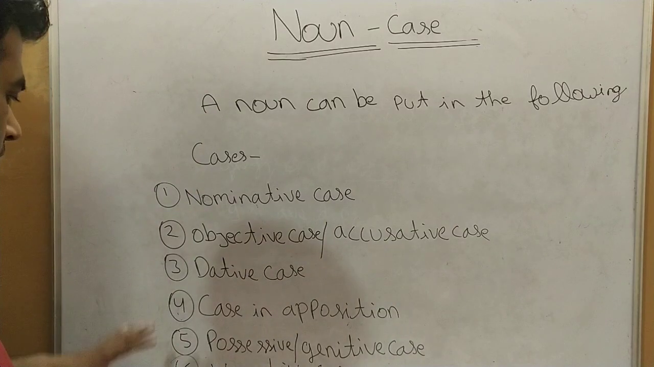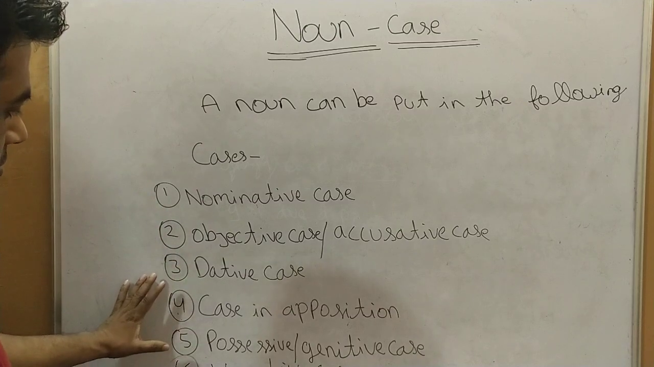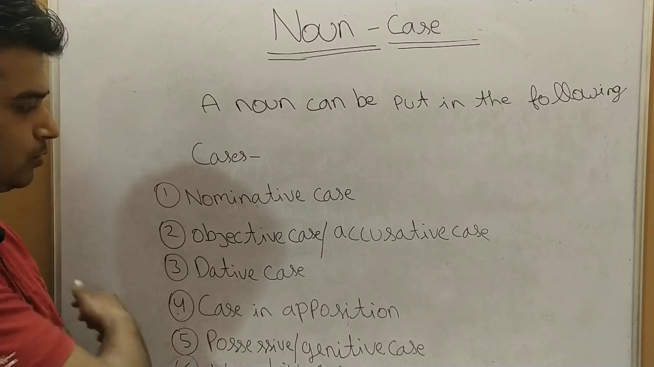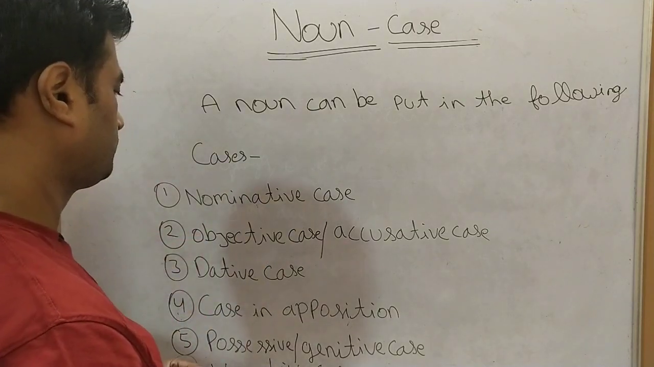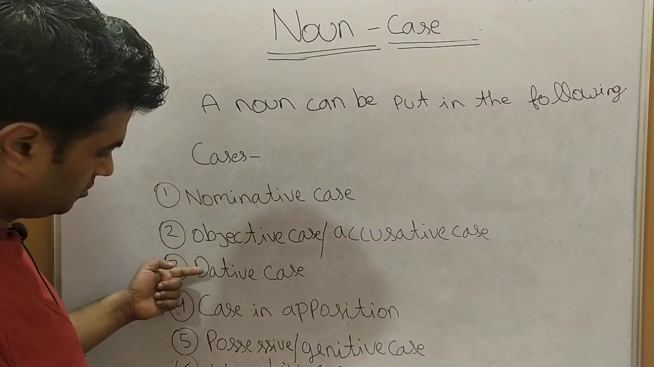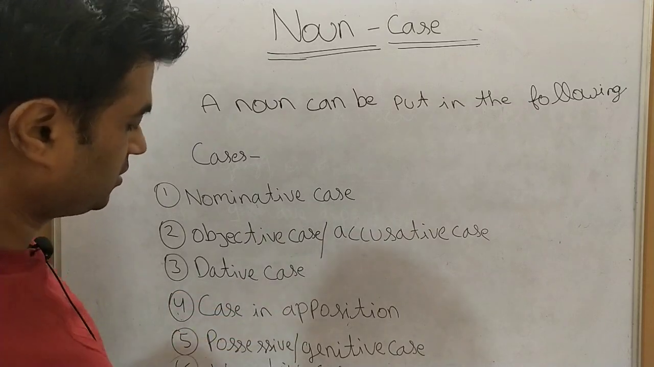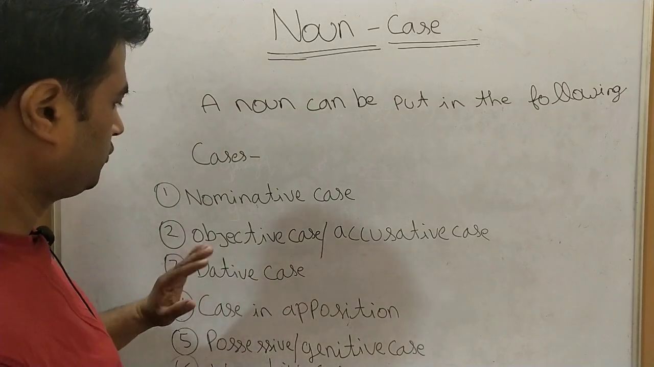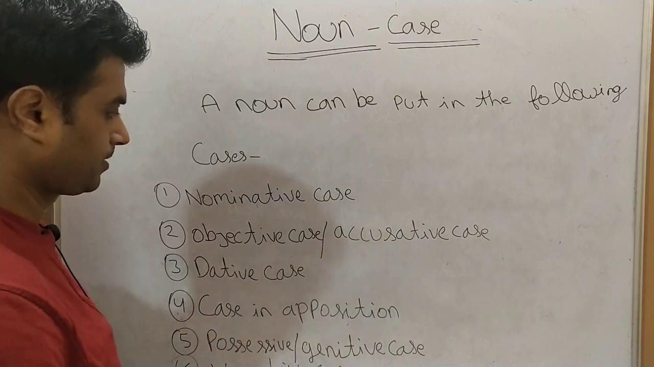Okay, so now we are going to have a look at each of them one by one. First of all, we will understand what the nominative case is, then we will understand what the objective case is, and then we will understand dative case, case in apposition, possessive or genitive case, and then vocative case. Okay, these are very simple. I mean, you will be able to understand them very, very easily.